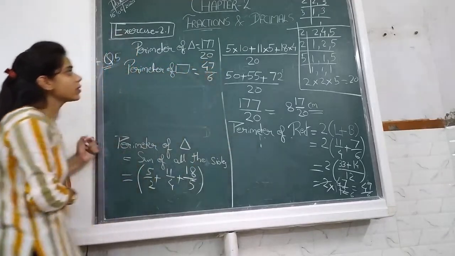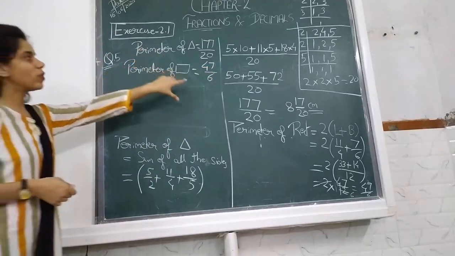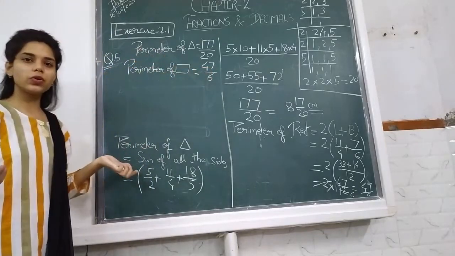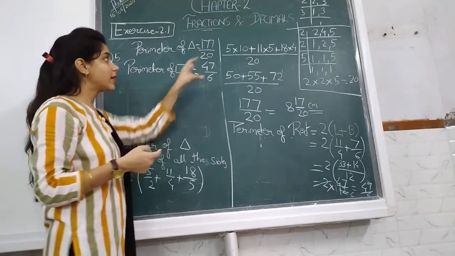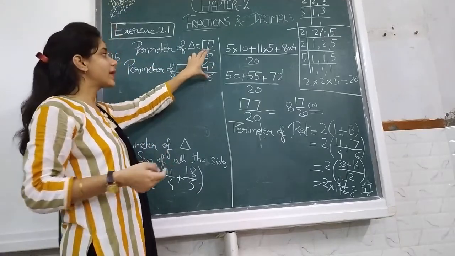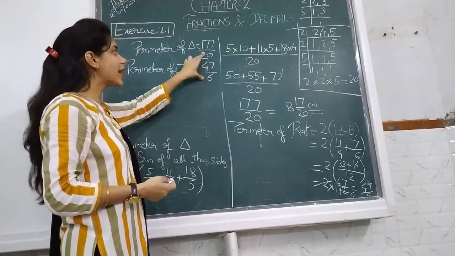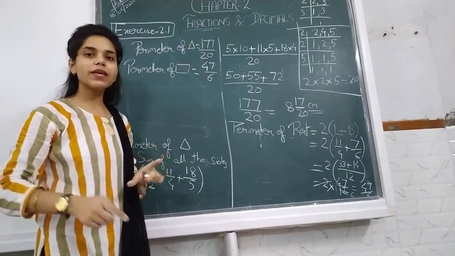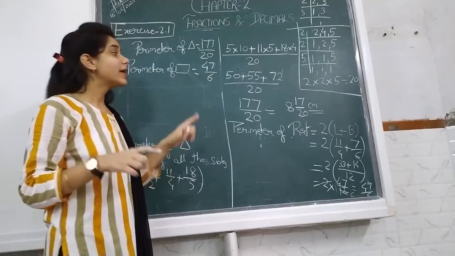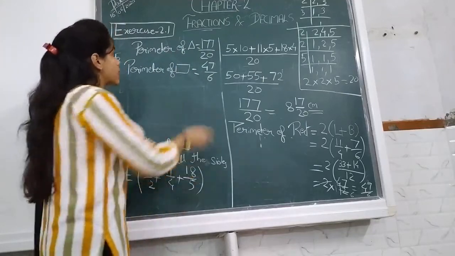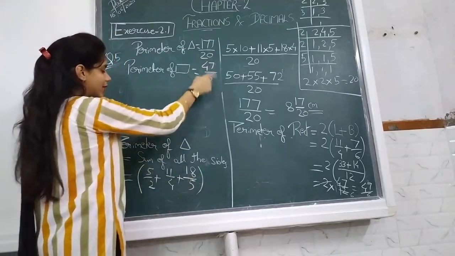So to make them into like fractions, what can we do? We have to take the LCM, because we want to make them into like fractions. Like fractions means the denominators should be the same. So the LCM of 20 and 6.